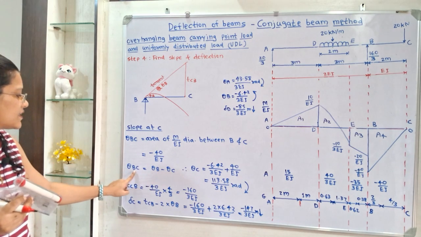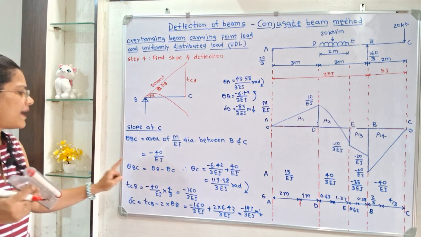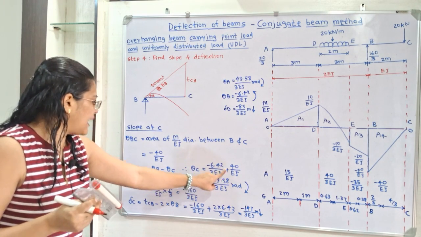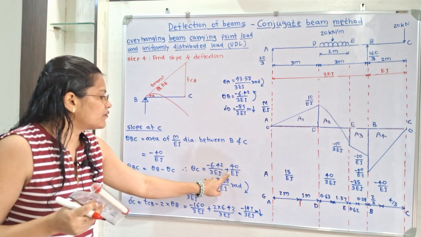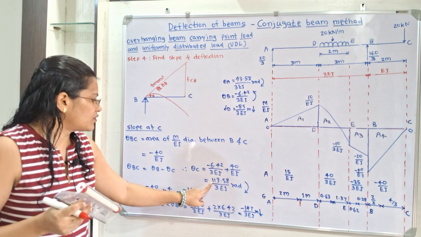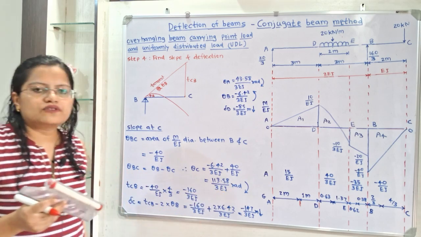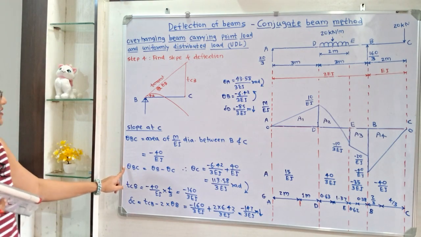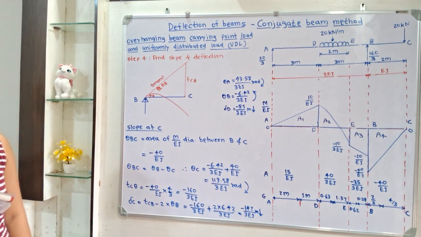So theta C is equal to, so from this we can calculate theta C is equal to theta B minus theta BC. So theta B minus 6.42 by 3 EI, and this minus will become plus 40 by EI. So here also we will take the denominator 3 EI, that is 120 minus 6.42, that is 113.58 by 3 EI radians. So this is the positive sign. So we have to show the clockwise direction. So this is the slope at the point C. So this is the value of slope at the point C.